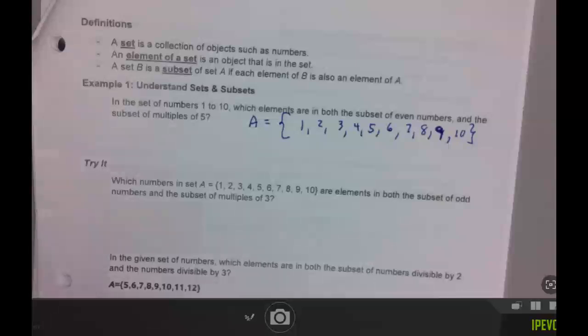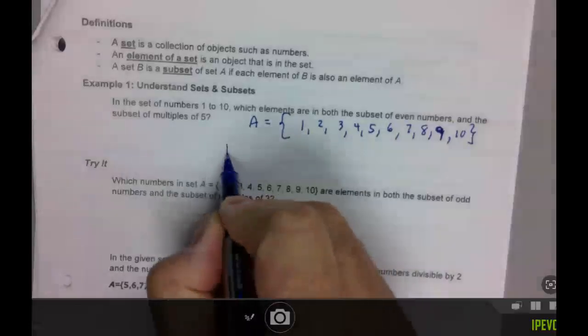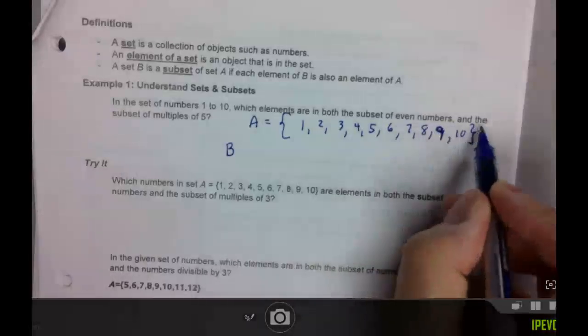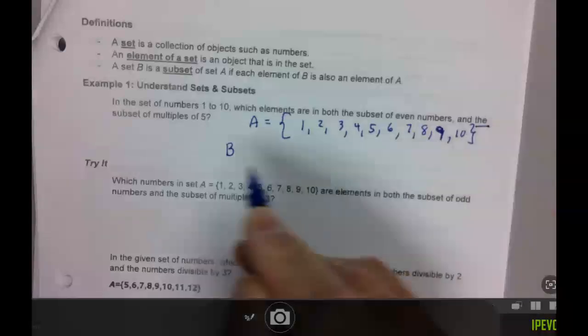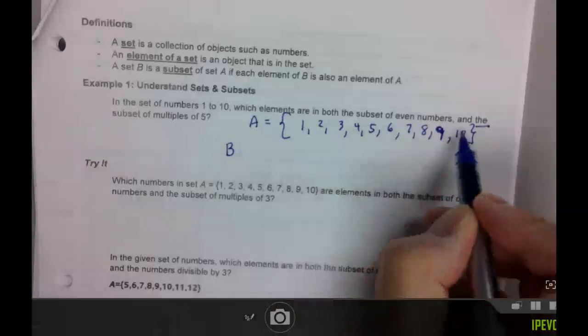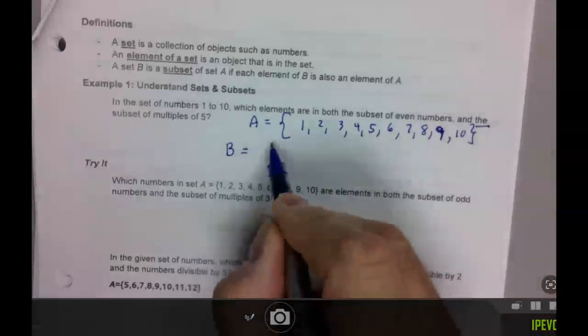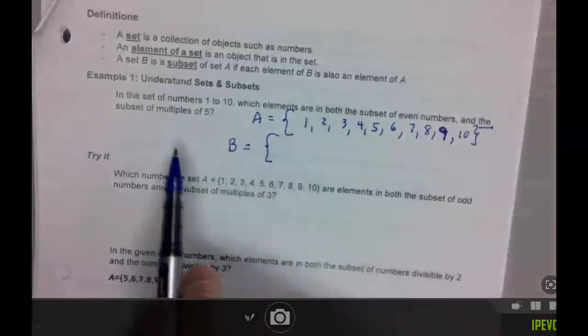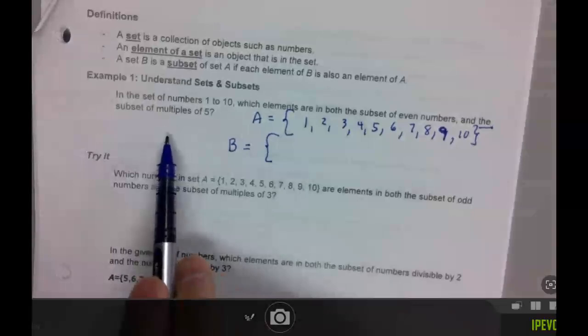And the subset, which elements are both in the subset of even numbers and the subset of multiples of 5? Okay, so here's our other subset, and they want to know our subset of even numbers and the multiples of 5. Okay, so let's write all those numbers down. So it's got to be an even number and it's got to be a multiple of 5, correct?